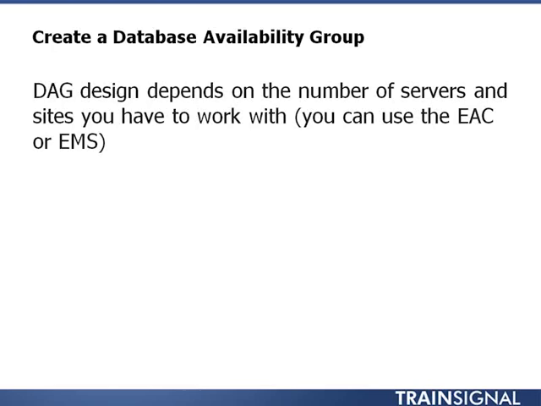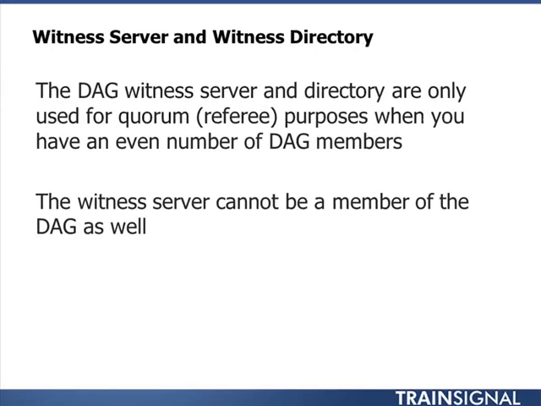To really master high availability within Exchange 2013, there are a lot of new terms that are going to be coming your way. For example, when we set up the DAG, you're going to see that it asks us which server will be the witness server and where the witness directory will be. The DAG witness server and the directory, these are only used for quorum purposes when you have an even number of DAG members. Now, what does that mean?